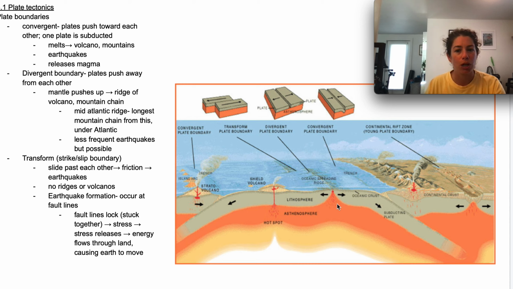And the last one we're going to talk about is a strike slip boundary or a transform boundary. That's where the plates are sliding past each other. They're more like grinding past each other, and you have tons of friction building up from them grinding against each other. You don't have the formation of ridges like you see in divergent plate boundaries. You don't have the formation of volcanoes like you see in convergent plate boundaries. Instead, you get a lot of earthquake activity occurring at those fault lines, at the places where those plates are sliding past each other.